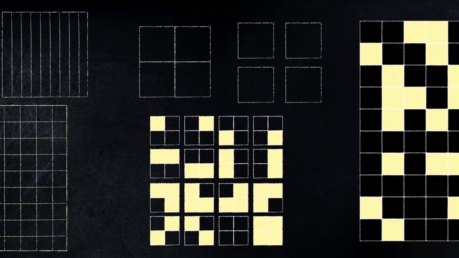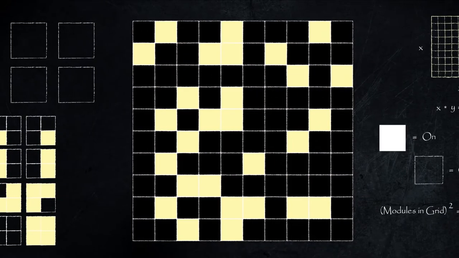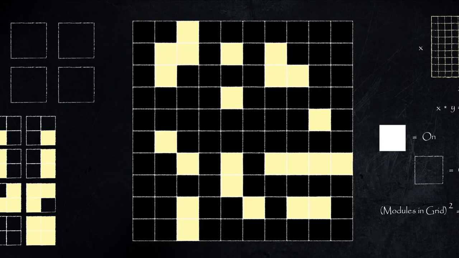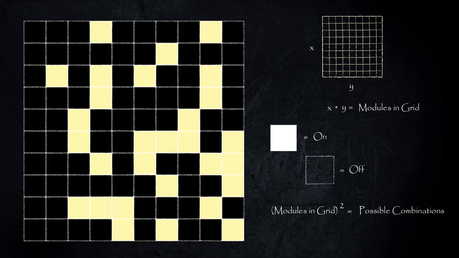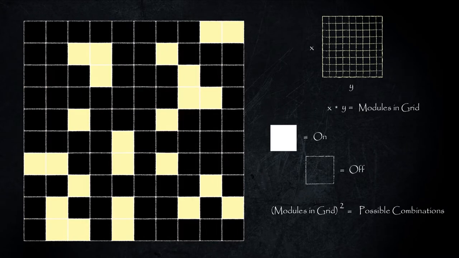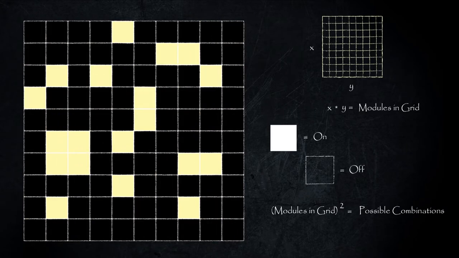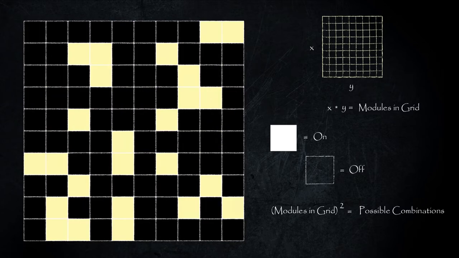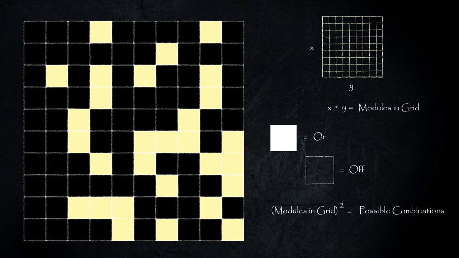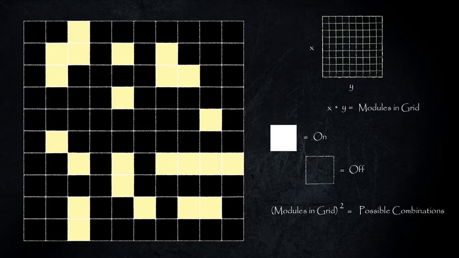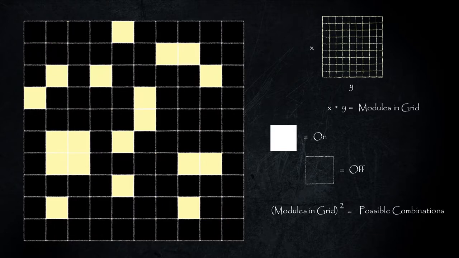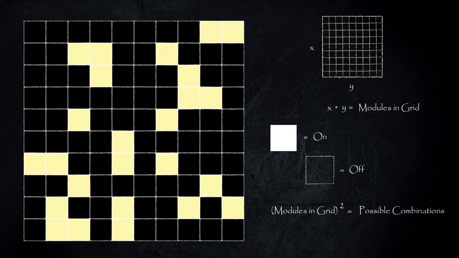The larger the grid, the more this grows. For example, a 10x10 grid yields 10,000 possible combinations. You can determine the possible combinations rather simply. Take the dimensions of your grid, say x times y. This gives you the number of total modules in the grid. Each of these modules have one of two possible states, either on or off. This means that your number of modules will be squared. Doing so illustrates the possible combinations available to you using a grid of those dimensions.